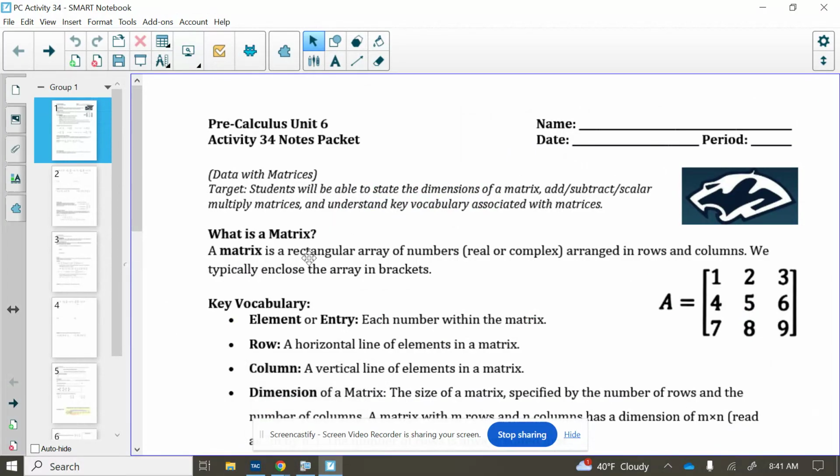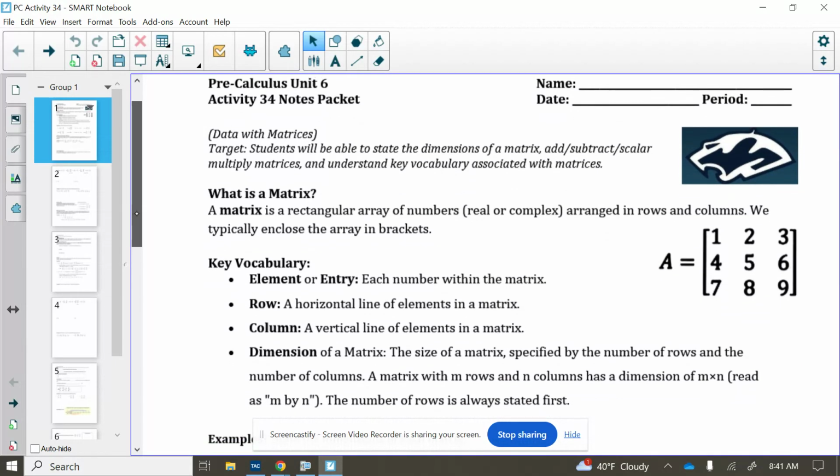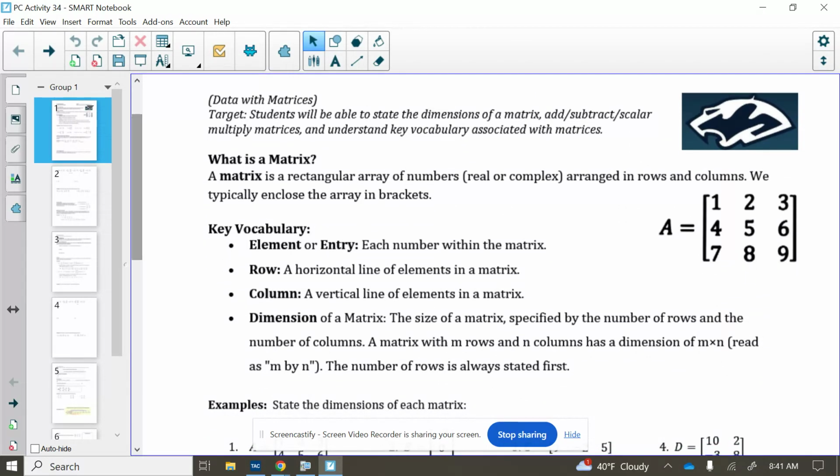What is a matrix? Well, a matrix is a rectangular array of numbers, real or complex, arranged in rows and columns. We typically enclose these in brackets. So it's kind of like organizing a table of data, if you want to think of it that way, in this numerical sequence. Again, rows going across, columns going up and down. And each of these numbers represents a different entry within this.